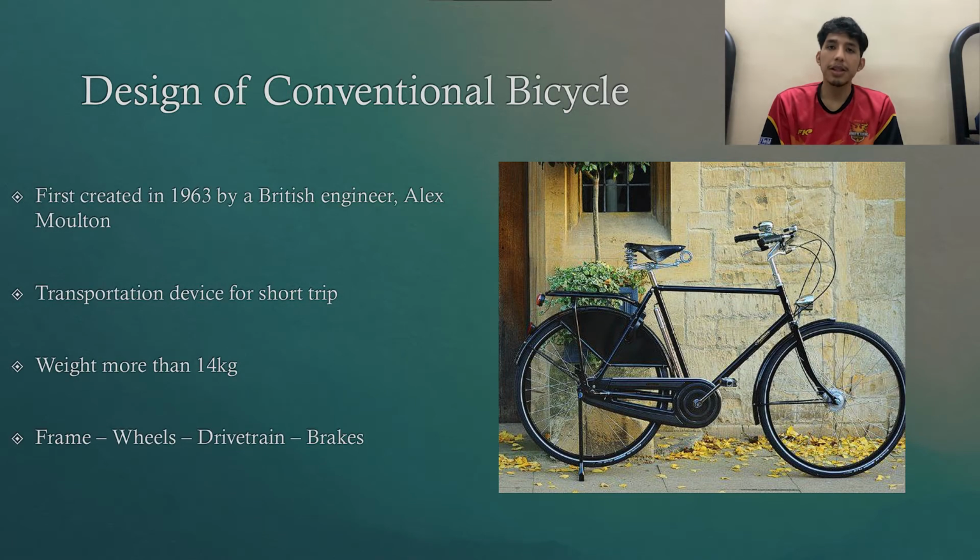Bicycle was first created in 1963 by a British engineer, Alex Moulton. Then, time after time, the design has been improved until today's. Bicycle is a transportation device for a short trip. It is small in size, so suitable for any living environment in the urban, suburb, or country. Its weight is more than 14 kg, and it consists of frame, wheels, drivetrain, and simple brakes.